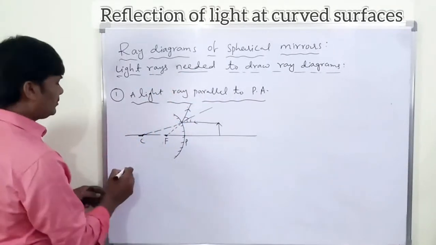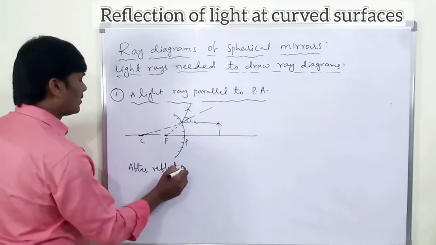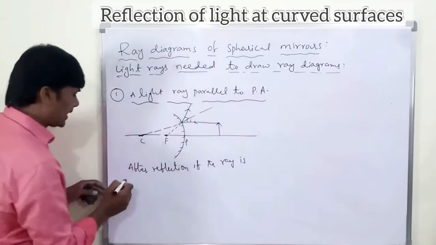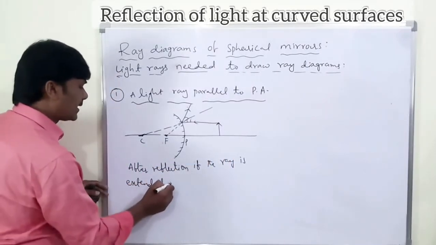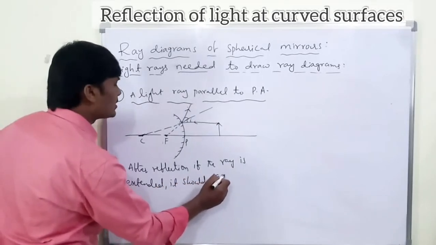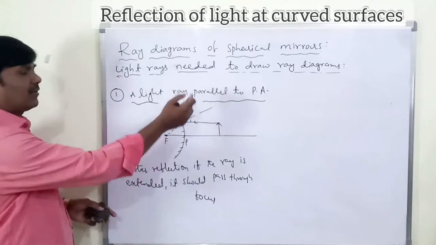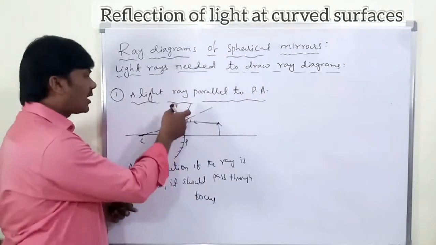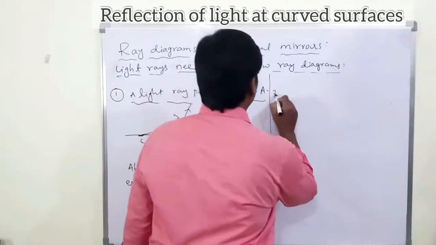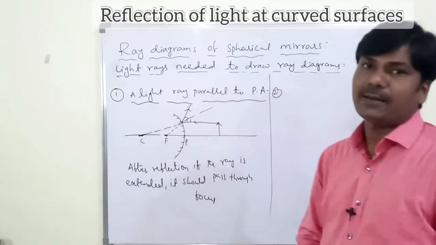Yes. So after reflection, if the ray is extended, then it should pass through the focus. Okay? Because the directly reflected ray doesn't pass through the focus, but here if the reflected ray is extended back, it passes through the focus. Yes, this is the first light ray. And the second, same as the previous case, but here the real light ray doesn't pass through the focus, just the extended ray passes through the focus.